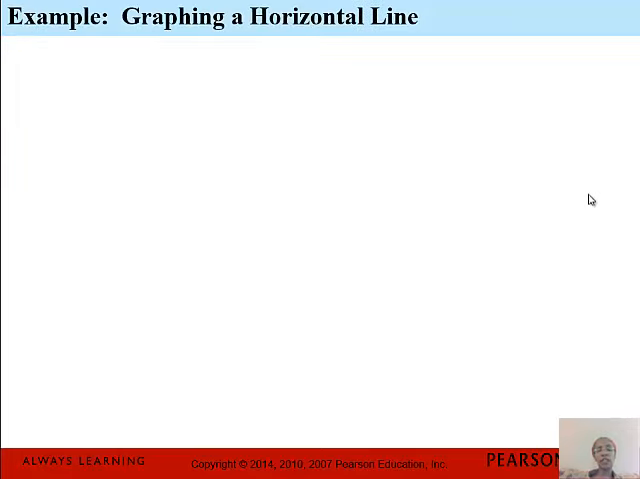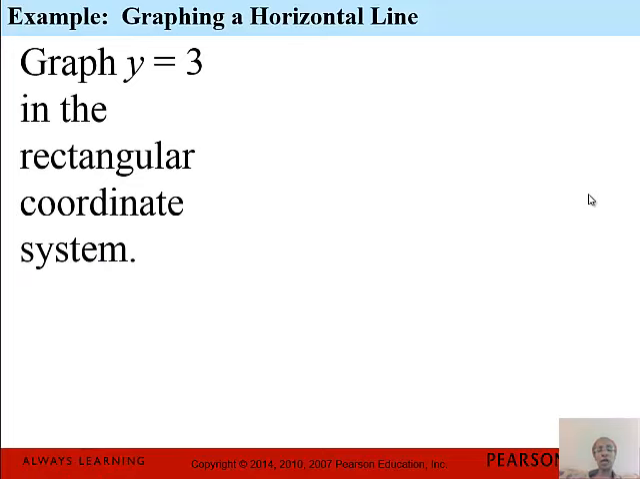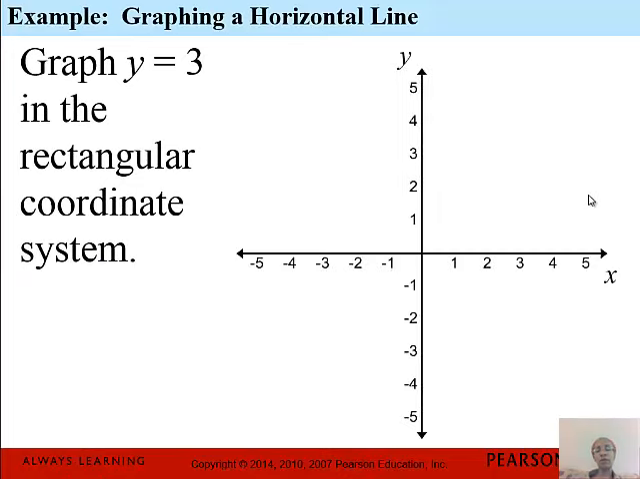So let's look at an example of graphing a horizontal line. Let's graph the line y = 3. Well, essentially, as we said a moment ago, 3 is the y-intercept of this horizontal line. So horizontally, we draw a line through the point (0, 3). It's as simple as that.